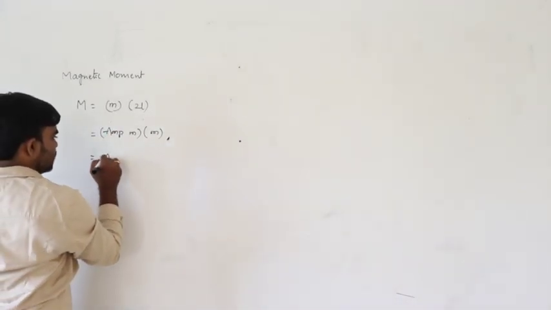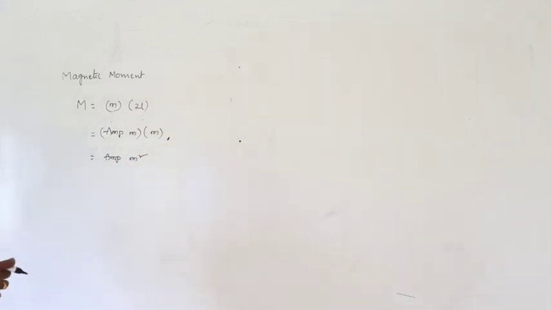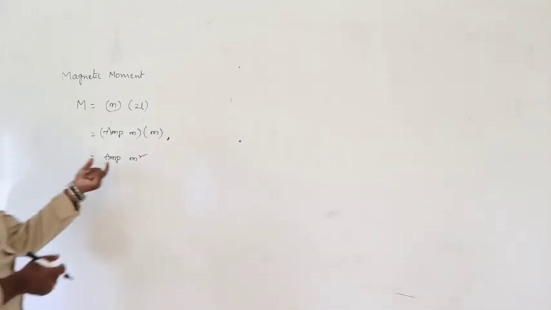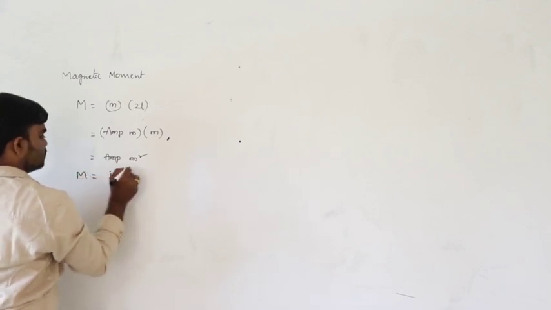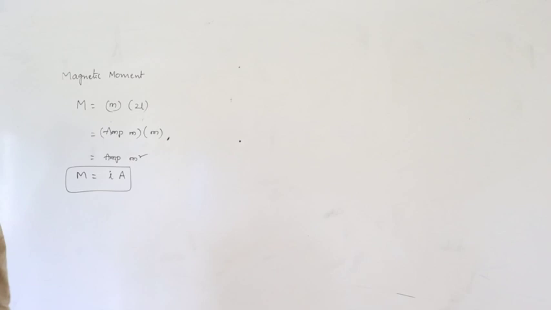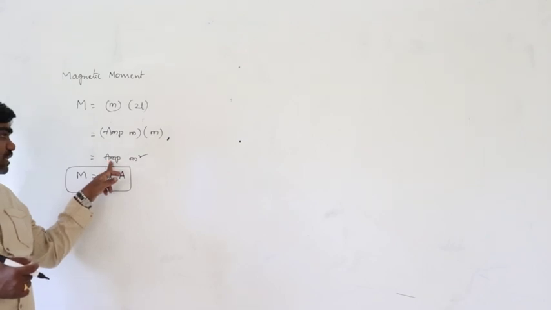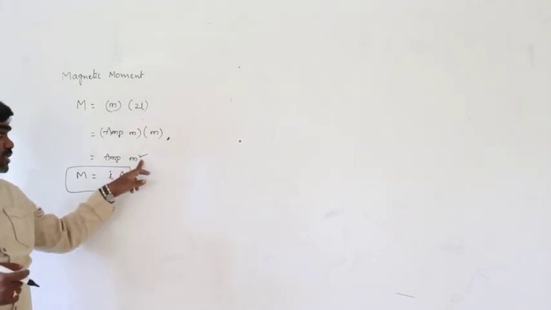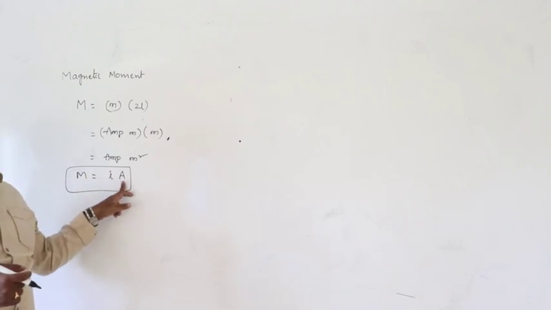So this can be written as ampere meter square. The unit of magnetic moment is ampere meter square. Ampere in the sense current. This is also one of the formulas of magnetic moment in terms of current, that is I into A. Ampere is nothing but current, meter square is nothing but area. M is equal to IA.